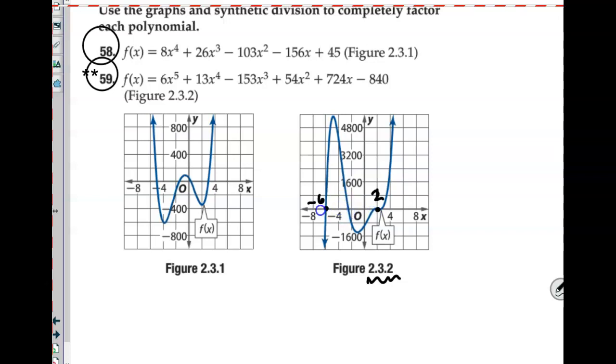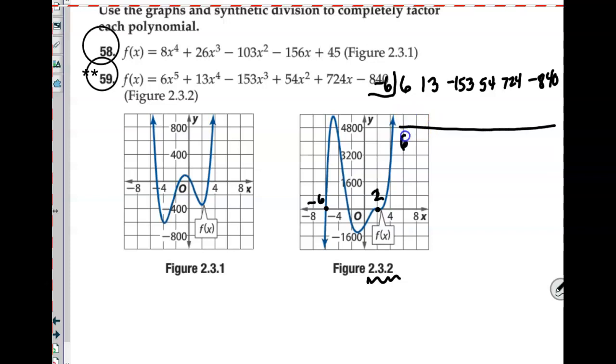All right, so let's start with the -6. -6. This is number 59, so our coefficients are 6. Do we need any placeholders? Oh, 13, -153, 54. I'm never going to fit this. 724. Be able to extend the page that way. That was the first step. Minus 840? Okay. I'm writing very tiny.